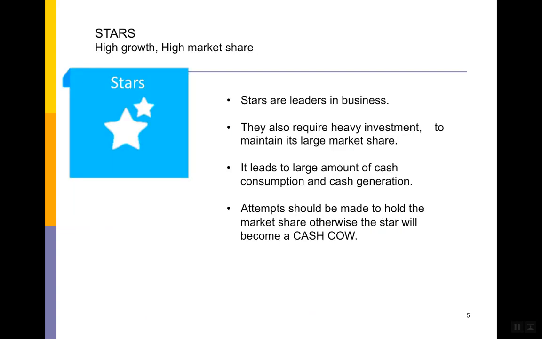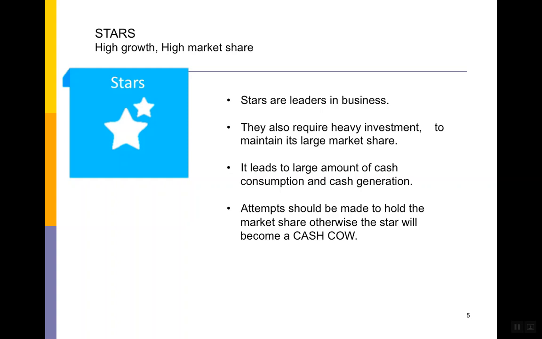It leads to a large amount of cash competition and cash generation. Attempts should be made to hold the market share, otherwise the stars will become the cash cow. So the cash being spent and brought in approximately nets out.